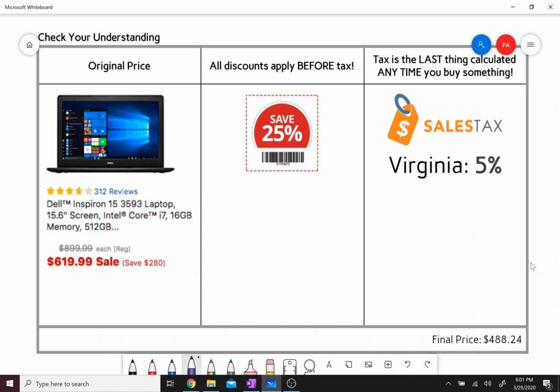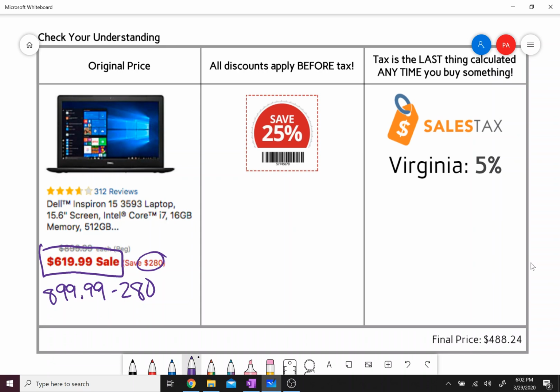So for this step of the problem, we are starting with $619.99. They already did $899, the actual original price, minus saving $280, so minus $280 to get that original price of $619.99. So our discount that we're dealing with is saving 25%.